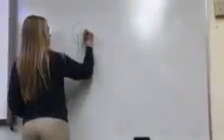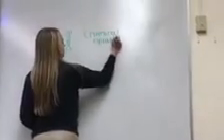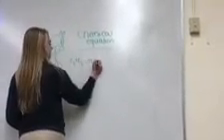Chemists use equations to represent different chemical reactions. In an equation, the left side shows the reactants and the right side shows the products. Reactants are the starting substances and products are the finishing substances.